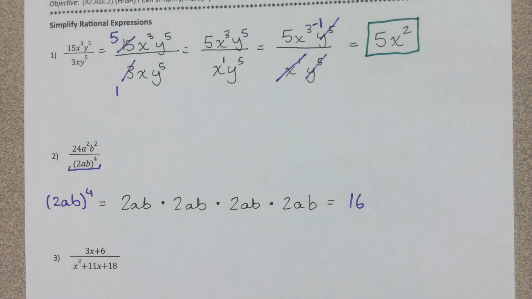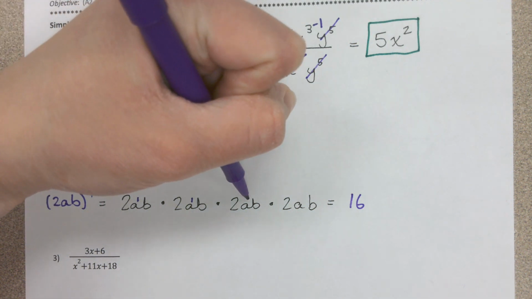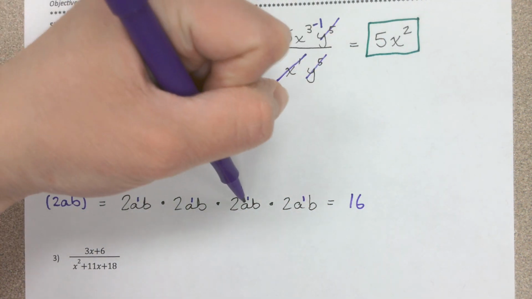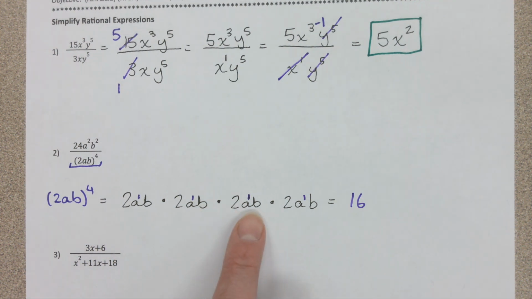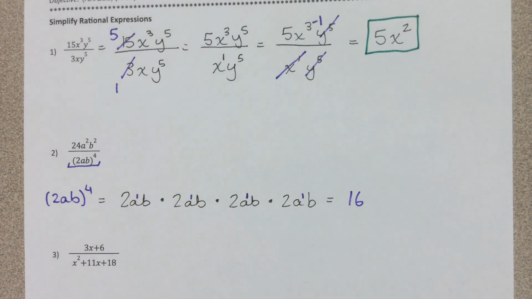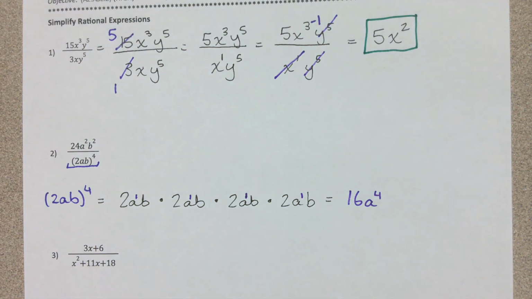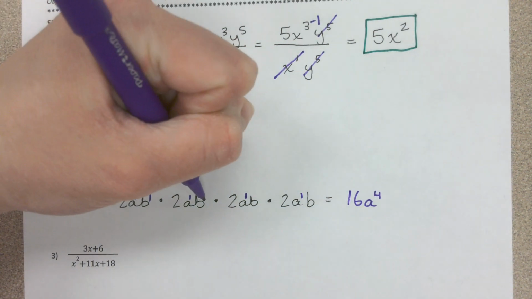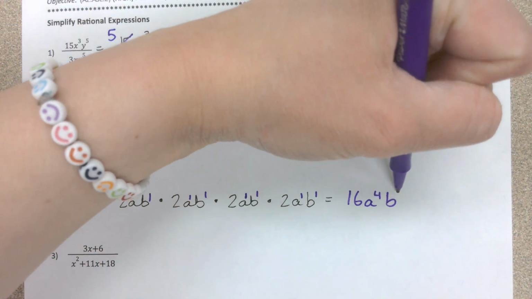So I did the 2's, now I'm going to do the a's. All of these a's have an exponent of 1. And when we multiply the a's, we're adding the exponents. So we have 4 of them. This becomes a to the 4th. All the b's have 1's as well, so it's going to look the same. It's also going to be b to the 4th.